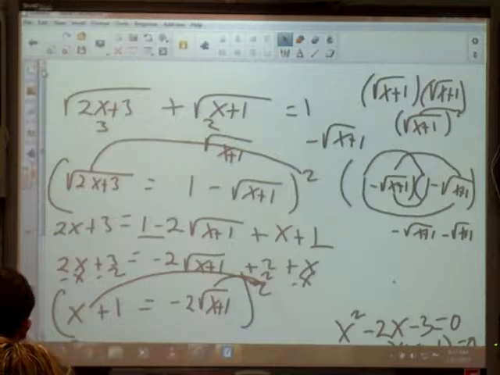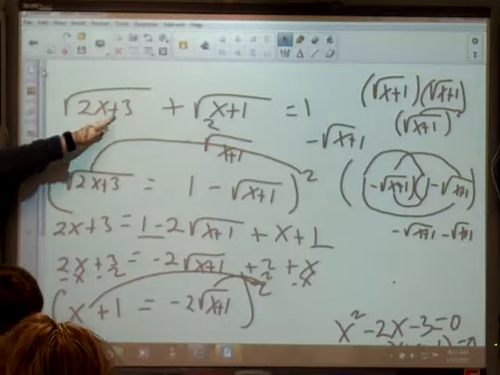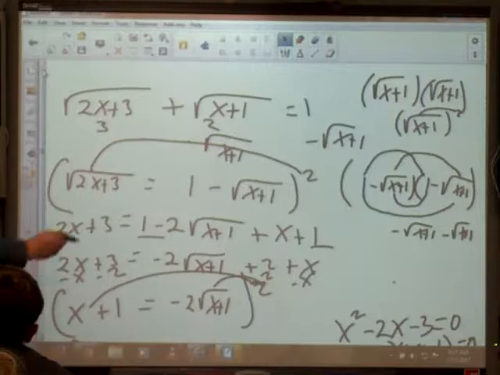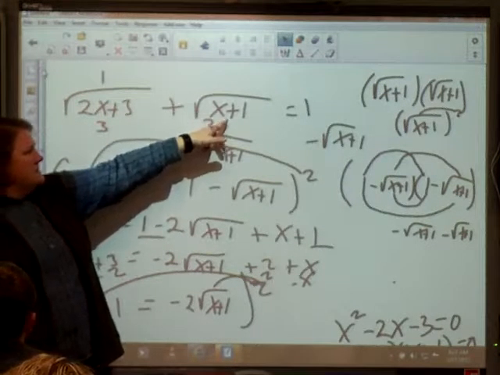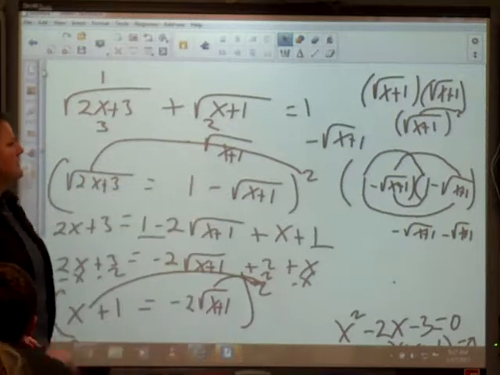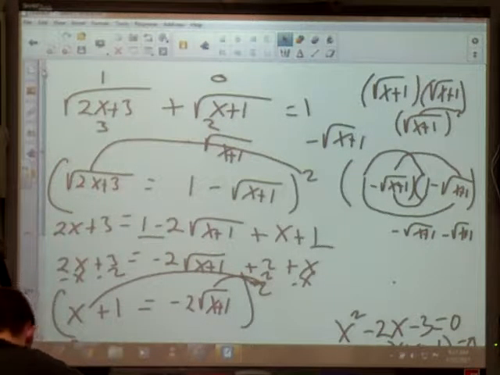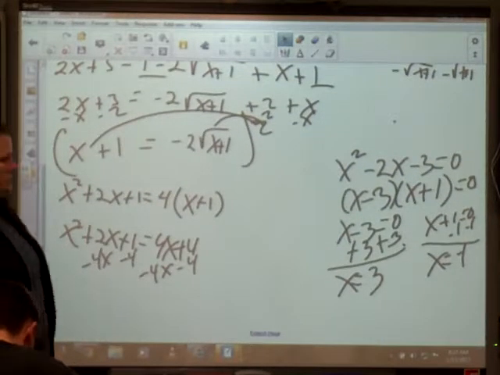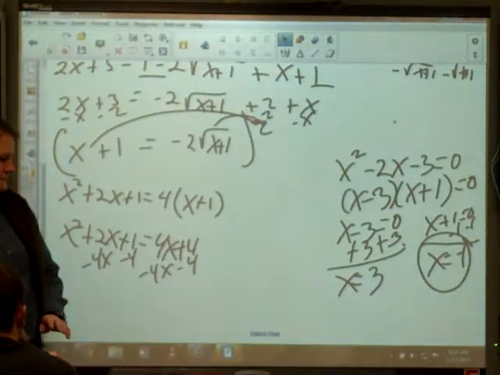Alright, what was the other one? Negative 1? 2 times negative 1 is negative 2. Negative 2 plus 3 is 1. Square root of 1 is 1. Negative 1 plus 1 is 0. Square root of 0 is 0. Does 1 plus 0 equal 1? Yep. So negative 1 is your answer.